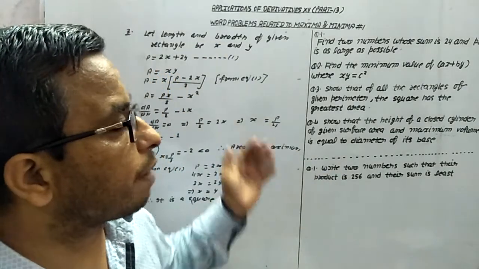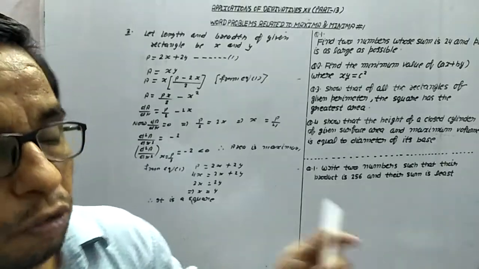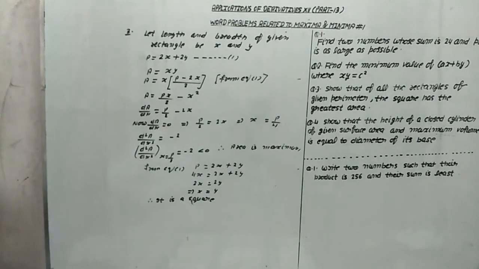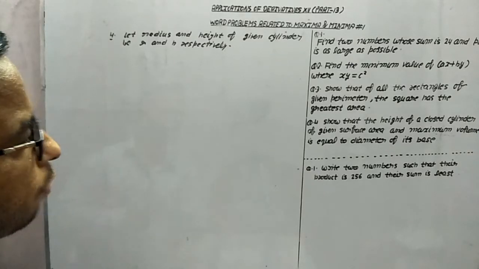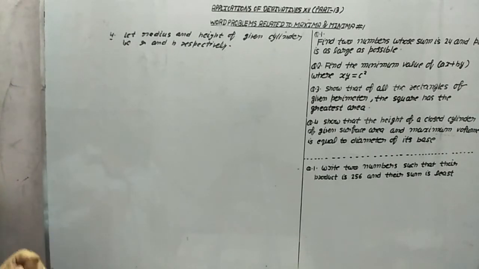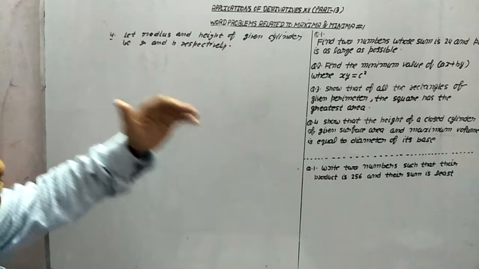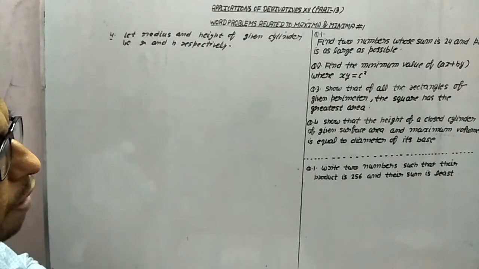According to the question we have to make the arrangements. Now let's start with the solution of question number 4. Show that the height of a closed cylinder of given surface area and maximum volume is equal to the diameter of its base.